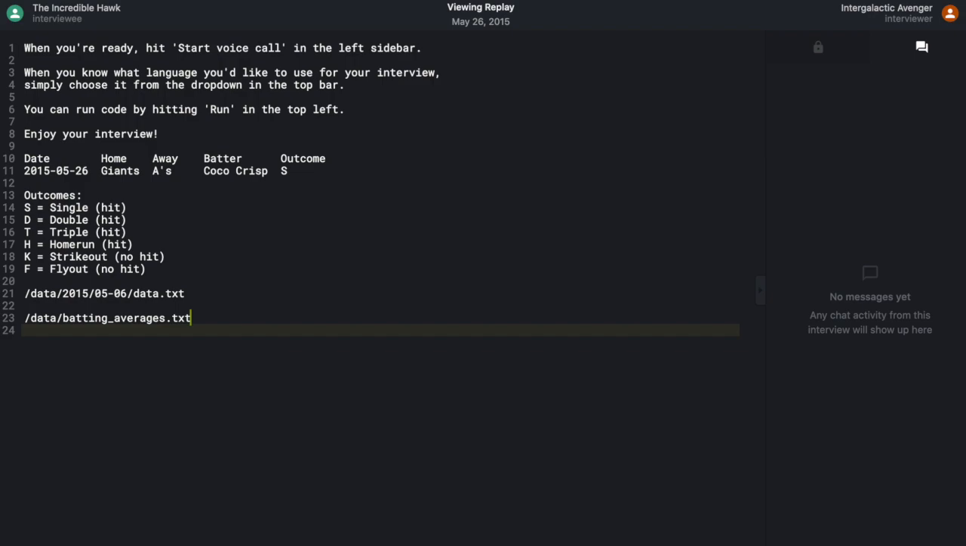Certainly in the database world, you would just create an aggregate table like batting averages or something, and then you could just look it up right away. But for this exercise, do you think there's a better way to do it that wouldn't involve having to read in the entire file? Okay.